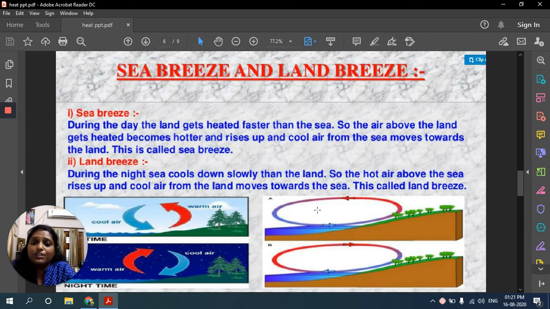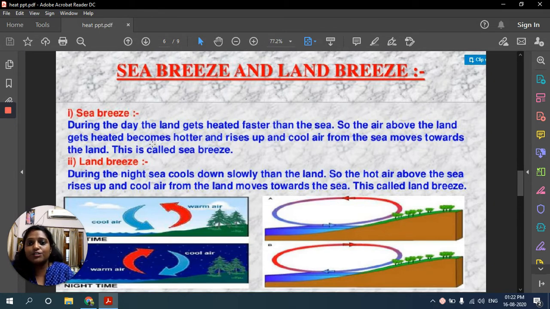Now, when we talk about the application of convection, there are two natural phenomena which take place, that is sea breeze and land breeze. Sea breeze and land breeze occur due to the actual movement of particles. Actual movement of particles means when the air molecules are rising up, and the cold air from the other part of the land comes to take its place. This is called sea or land breeze.